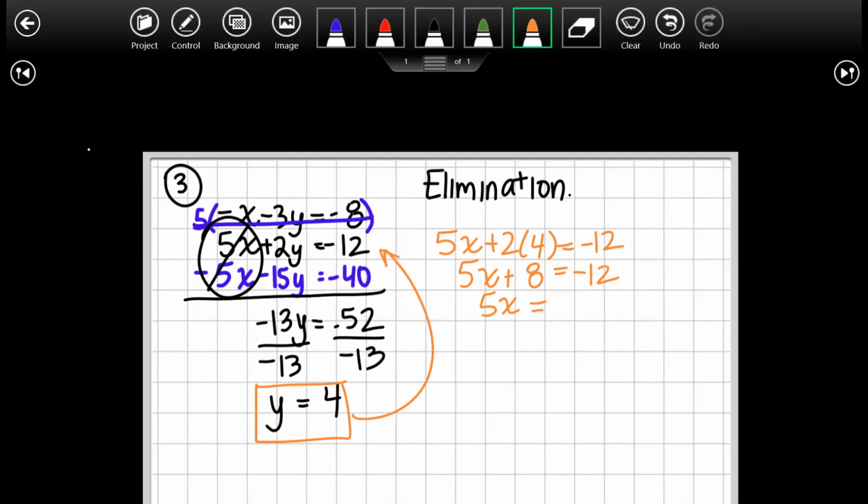Did I make a boo-boo somewhere? No. This should be negative 20, sorry. Dividing both sides, x is going to be equal to 4. So this is our second equation. Our ordered pair would be 4, 4.